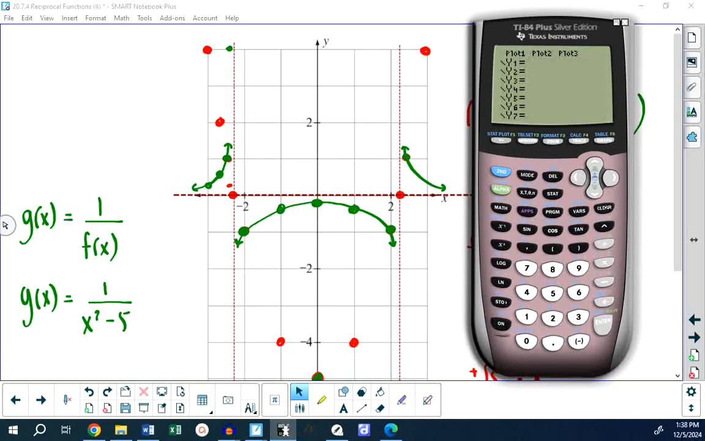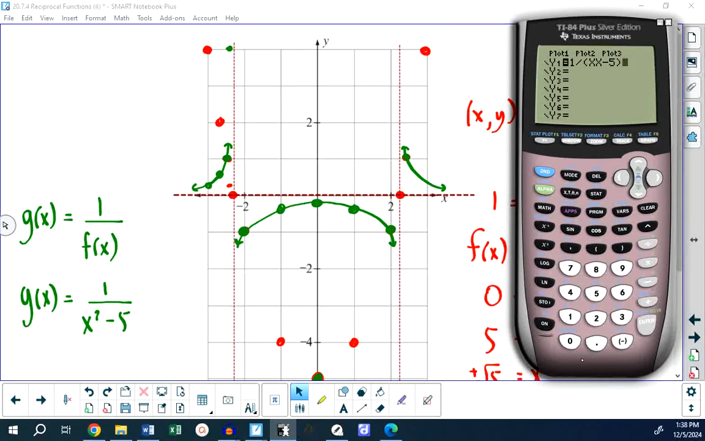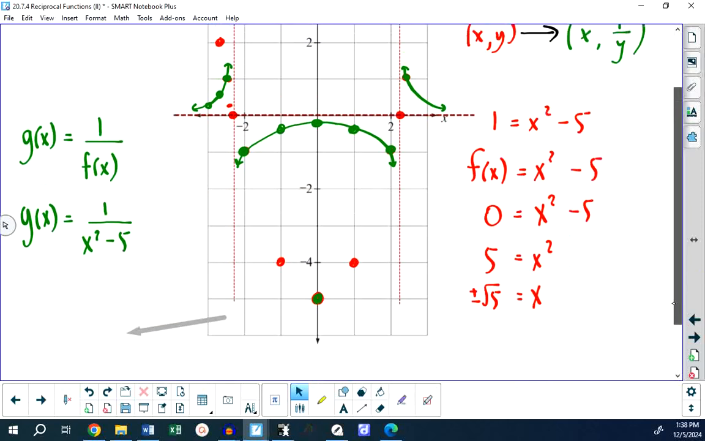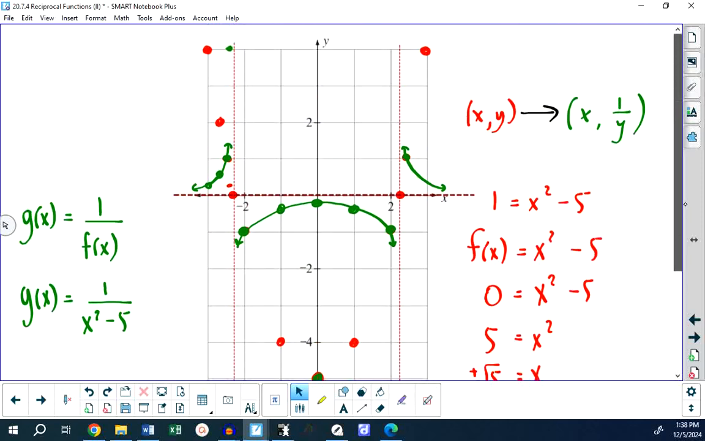We don't need to graph y equals x squared minus 5. Let's just graph 1 over, in brackets, x squared minus 5. And I'm going to manually set up my window settings to match what I have here. It goes from -3 to 3, up by 1, and it goes from -6 to 4, up by 1. Actually, I'm going to go -3 to 4.